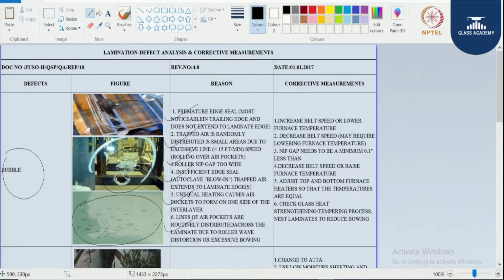The corrective measure we can do is increase the belt speed or lower the furnace temperature. Decreasing the belt speed may require lowering the furnace temperature. Nip gap needs to be a minimum 0.1 inch less than. Decrease belt speed or raise the furnace temperature. Adjust top and bottom furnace heaters so that the temperatures are equal. Check glass heat strengthening or tempering process. Nest laminates to reduce bowing.